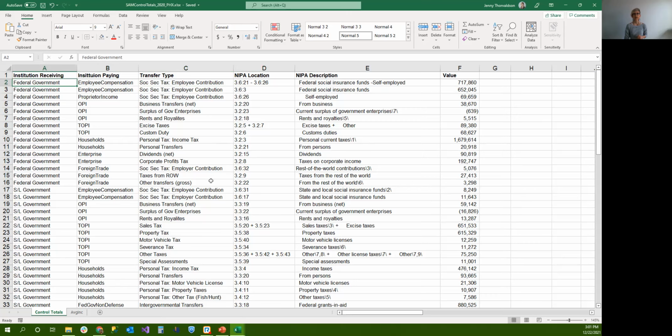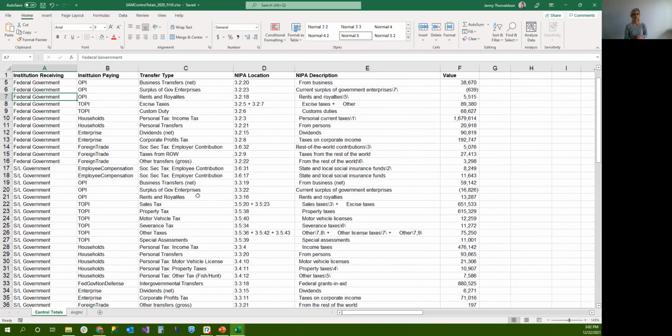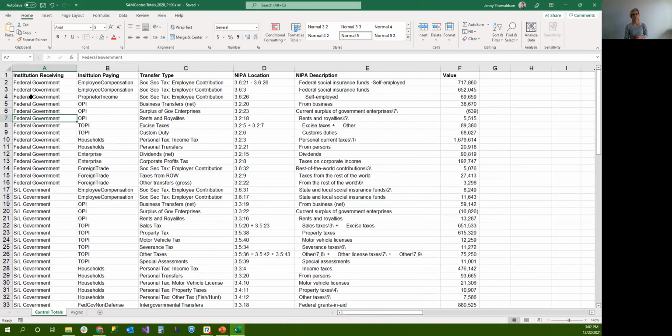One other thing to point out here is that this spreadsheet has controls for all transfer types, not just taxes. So you'll see some things in here aren't taxes, though most of these are. I put most of the taxes toward the top for you to be able to see them, but you'll see right here rents and royalties. They also get paid out of other property income and they go to federal government. So not everything in this table is pertinent to taxes, but all of our tax controls are also in this table. Okay, and you can see them ordered by institution receiving, so we've got them by federal government here and then state and local government here.